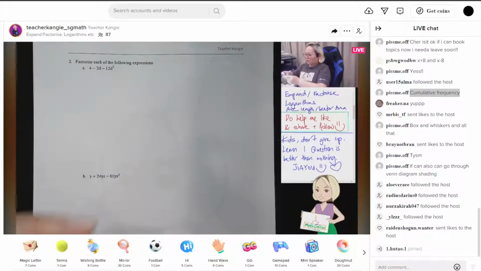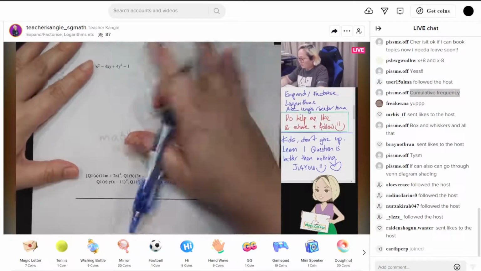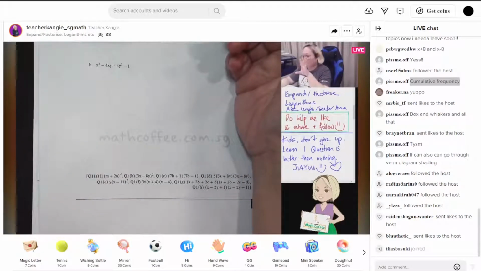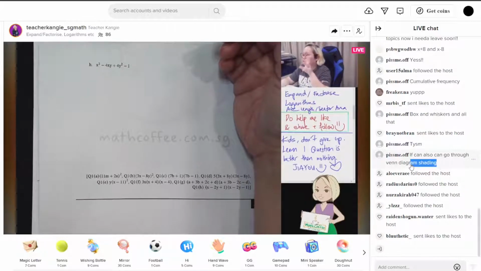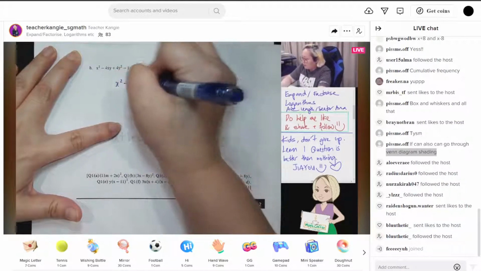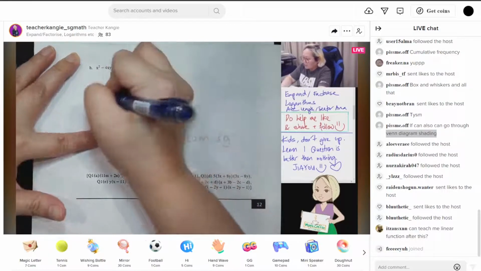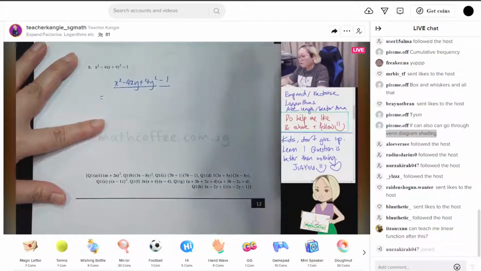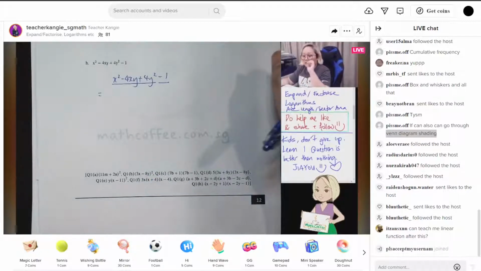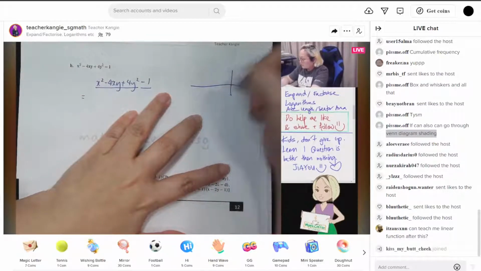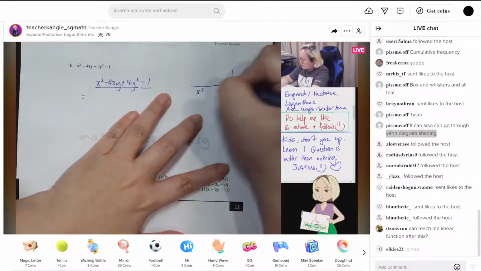Okay, let's move on. I have a grouping terms question here. This is actually grouping terms, but this is a special case. Why? Because usually with grouping terms you group 2 by 2. This one, I'm going to group 3 by 1. So x squared minus 4xy plus 4y squared minus 1. The first 3 terms, I'm going to use the cross method to factorize. So over here, x squared plus 4y squared.